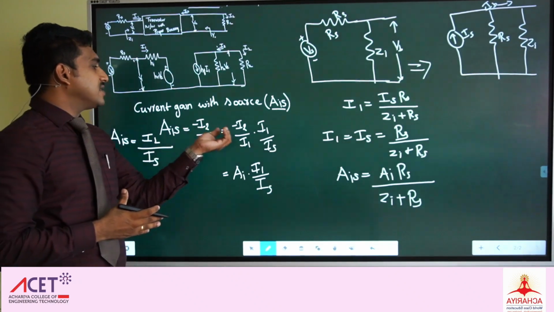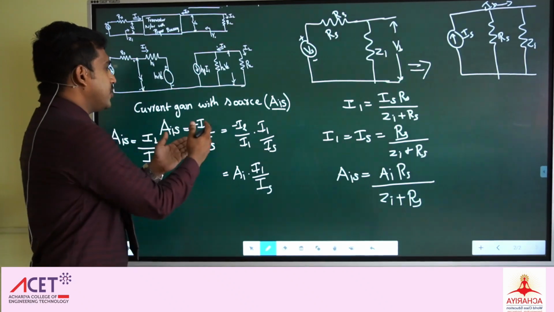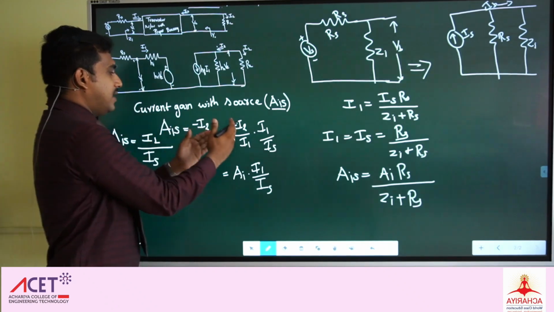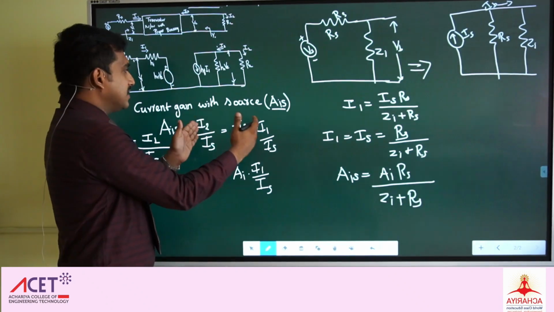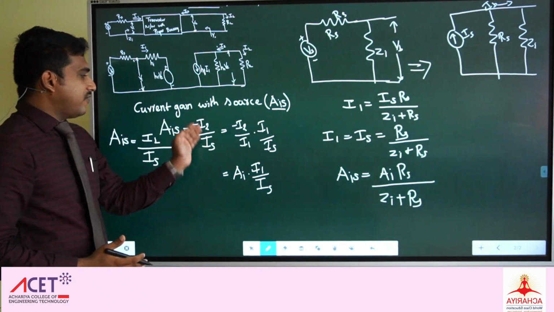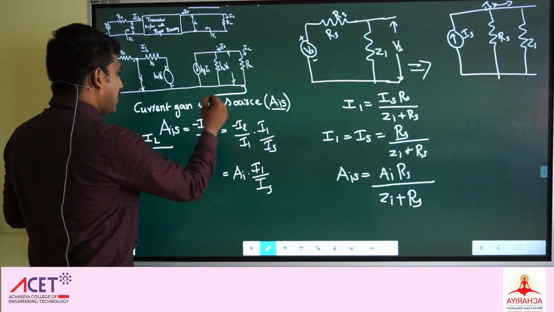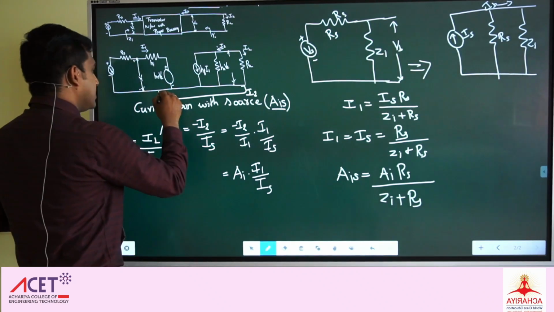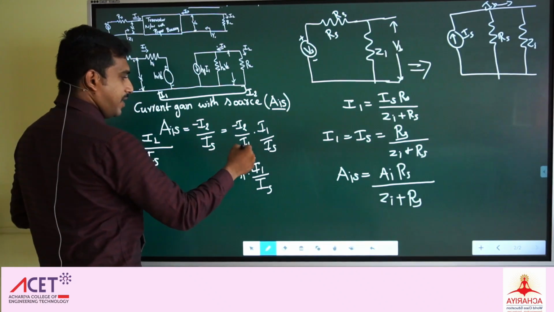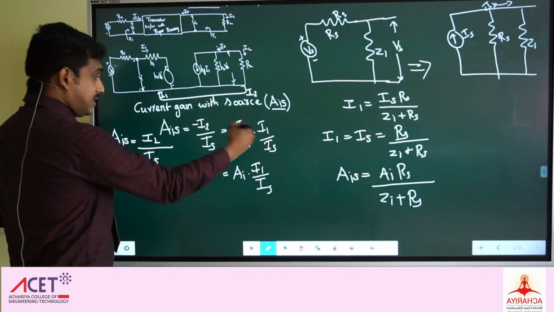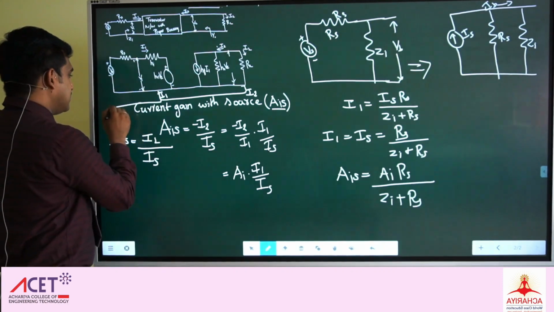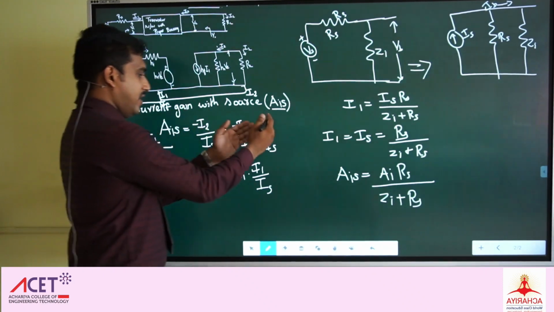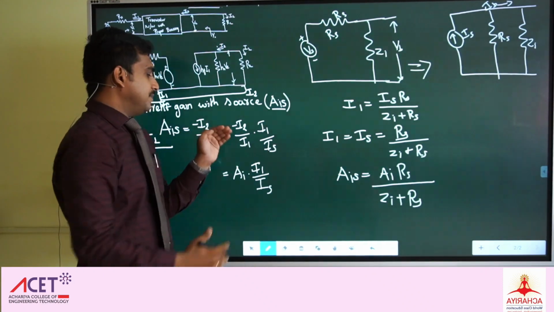Now we are just splitting the equation. I2 divided by IS is the current gain of the total circuit, but in this part we are just splitting the gain. This part is minus I2 divided by I1: here the output is I2, input is I1. For the second part, the output is I1, input is IS, so I1 divided by IS. We are just splitting the equation.